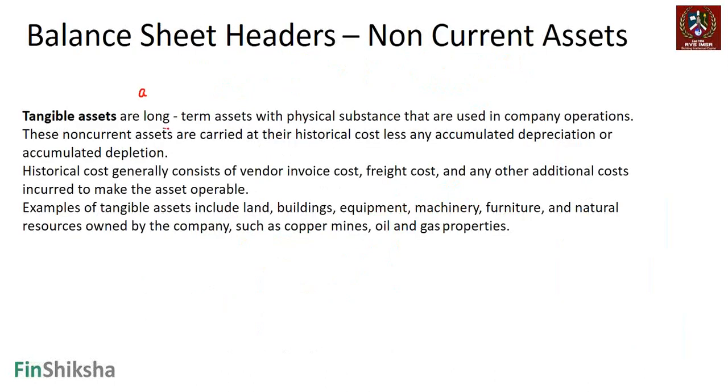We're looking at tangible assets. They are long-term assets with physical substance that are used in the company's activities. These non-current assets are carried at the historical cost less any accumulated depreciation, right? So if you buy something for 10 lakhs and every year the depreciation is 1 lakh, first year you will see the value as 9, second year accumulated depreciation will become 2, third year accumulated depreciation will become 3, and so on and so forth. So they are carried at this value, historical cost minus any accumulated depreciation, total value lost till now.